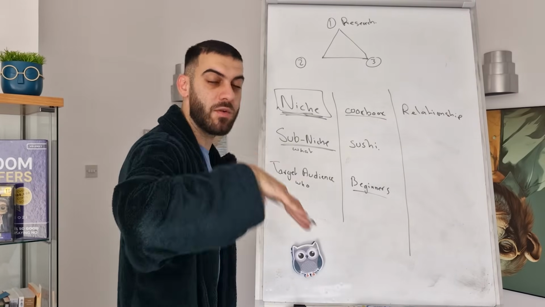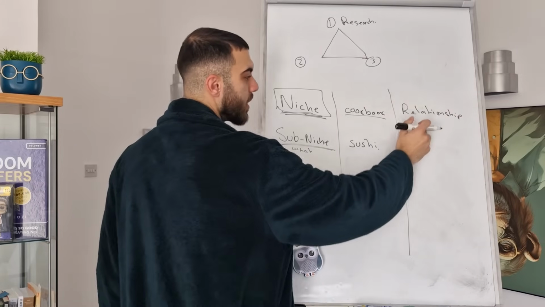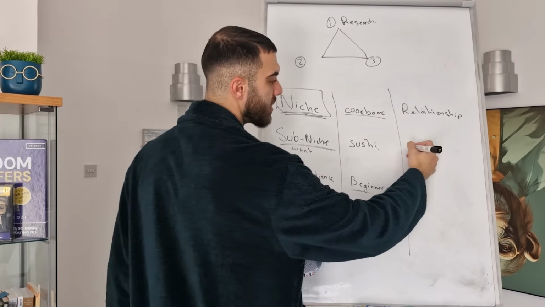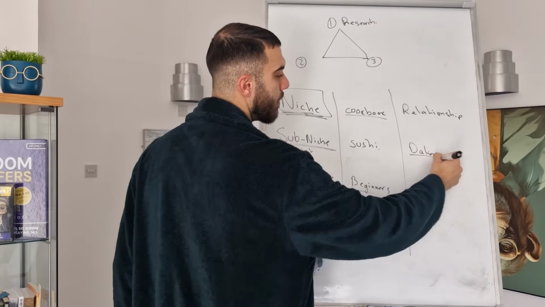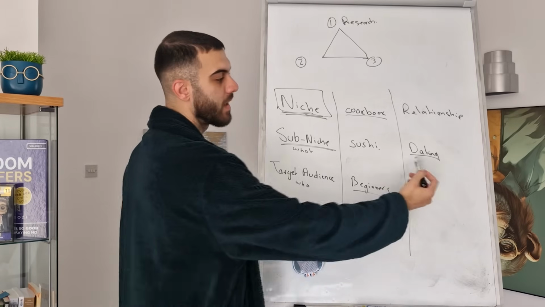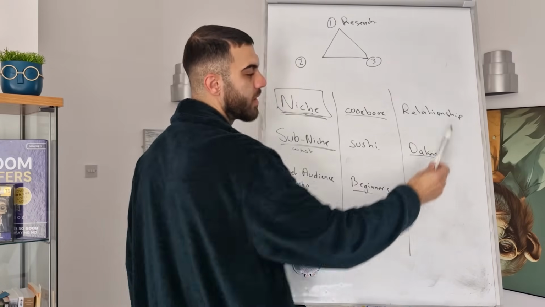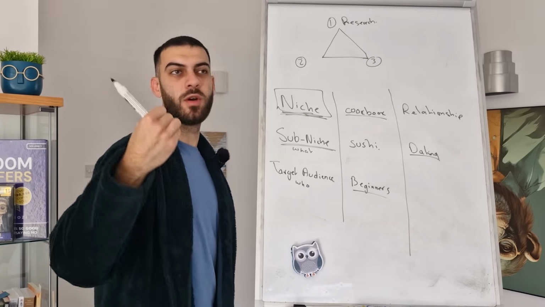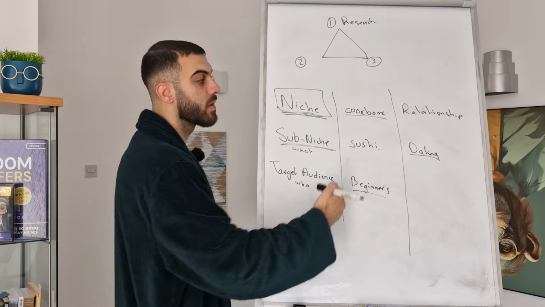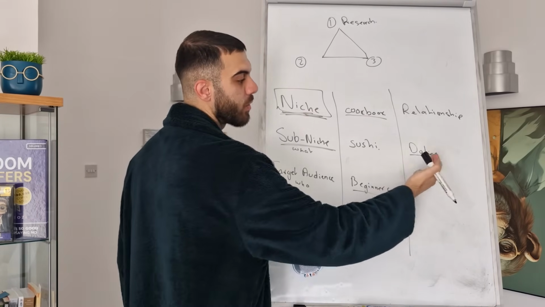What we want to do is narrow down. So from relationship, how are we going to narrow it down? Well, let's just say we're doing specifically a dating book. Perfect. Now we narrowed it down. Now we know that we're not doing a grieving book. We're not doing a parenting book. We're not doing all the other types of relationship books. We're only doing a dating book.